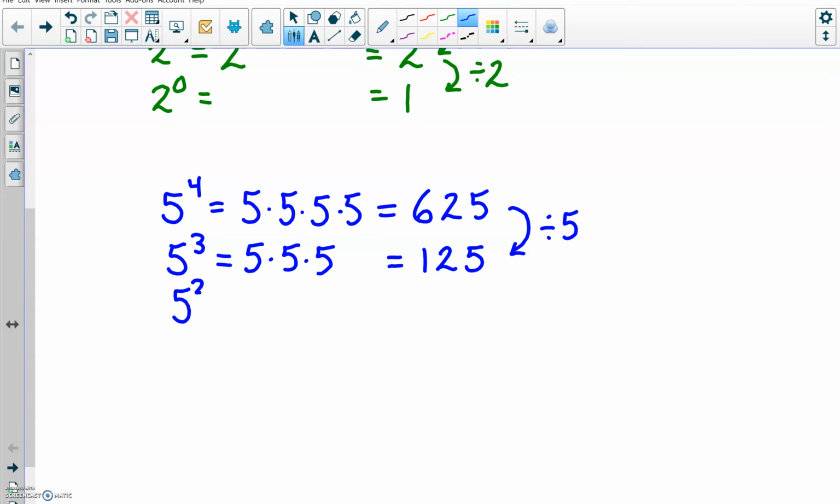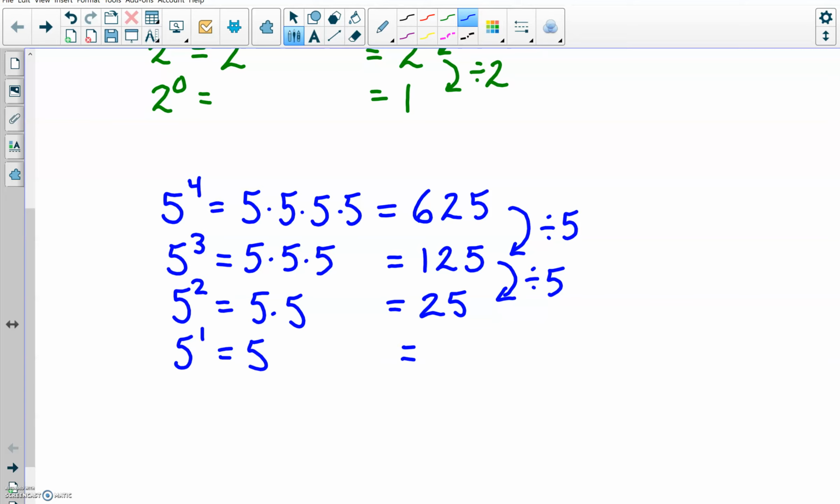And then if you did 5 squared, you get 5 times 5. That's going to be 25. And if you took 125 and divided it by 5, you get 25. And getting down to 5 to the 1st, which is just itself. And if you take 25 and divide it by 5, lo and behold, you get 5.